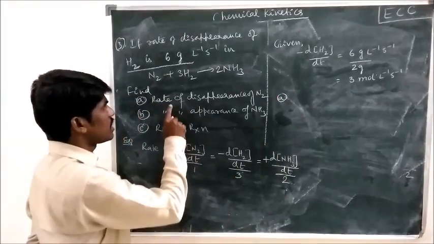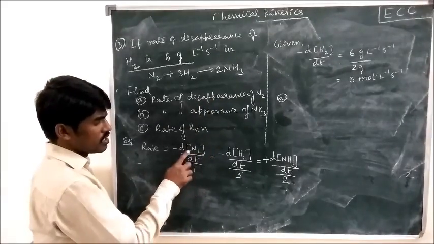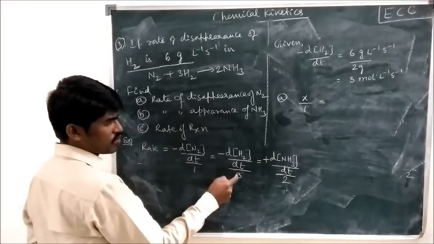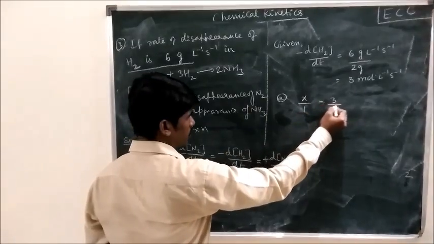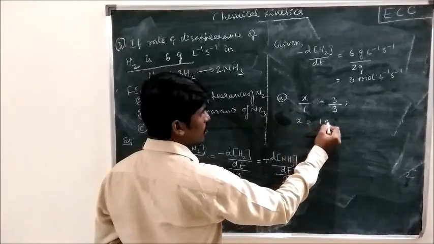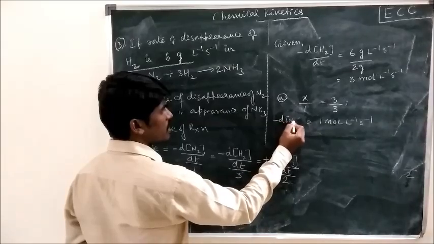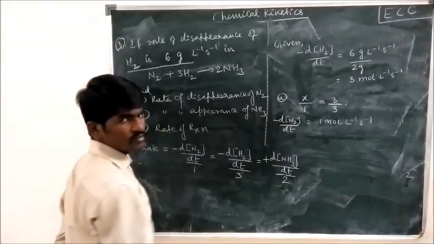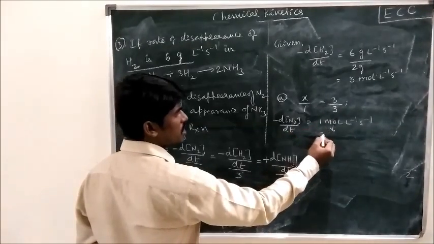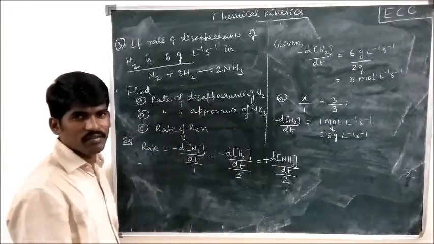is asking the rate of disappearance of N2. What is the relation? I'll take d[N2]/dt upon 1. This you don't know, that is x upon 1, is equal to d[H2]/dt upon 3. What is the value we got? 3 upon 3. So finally what you got? x is equal to 1 mole liter inverse second inverse. This x is the rate of disappearance of nitrogen. Suppose if they ask you to convert this mole into grams, 1 mole of nitrogen, you can take 28 gram liter inverse second inverse. Okay.